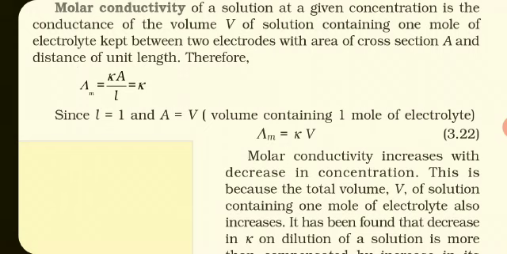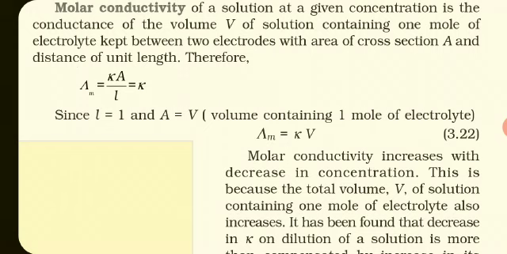In this video we'll see about molar conductivity definition and its formula. So molar conductivity of a solution at a given concentration is the conductance of the volume V of solution containing 1 mole of electrolyte kept between two electrodes with area of cross section A and the distance of unit length. That means the value of L is 1.